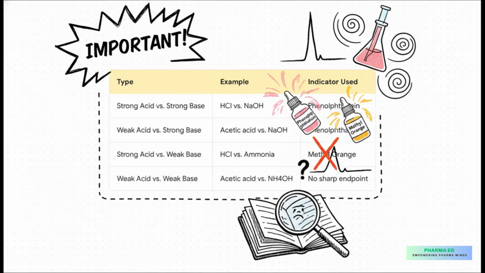You can see the patterns, right? When you have a strong base in the mix, phenolphthalein is usually the go-to indicator. For a strong acid against a weak base, methyl orange is what you'll use. And notice that last one. We almost never do a weak acid versus weak base titration. Why? Because the pH change at the equivalence point is so gradual, there's no sharp endpoint. An indicator just won't give you a clear color change, making it useless for accurate results.